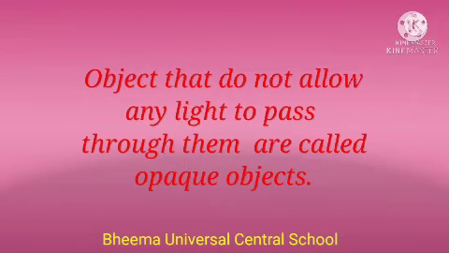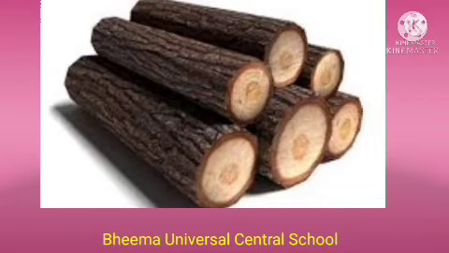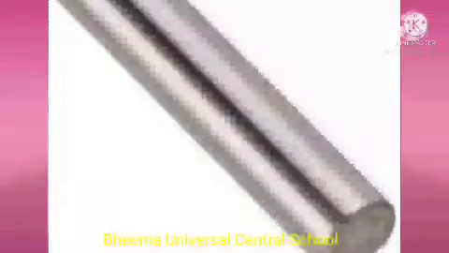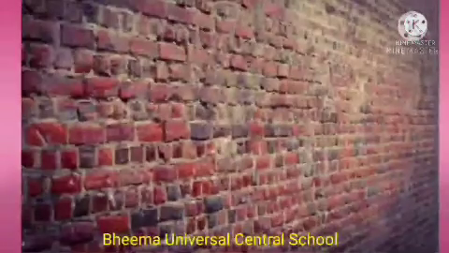Objects that do not allow any light to pass through them are called opaque objects. Tell me some examples. Very good. Wood, stone, metal or wall.